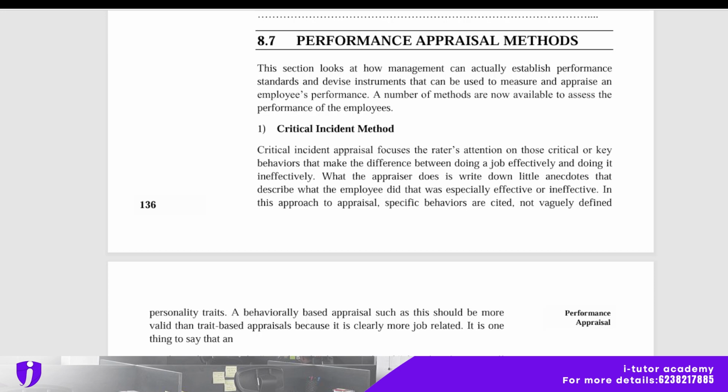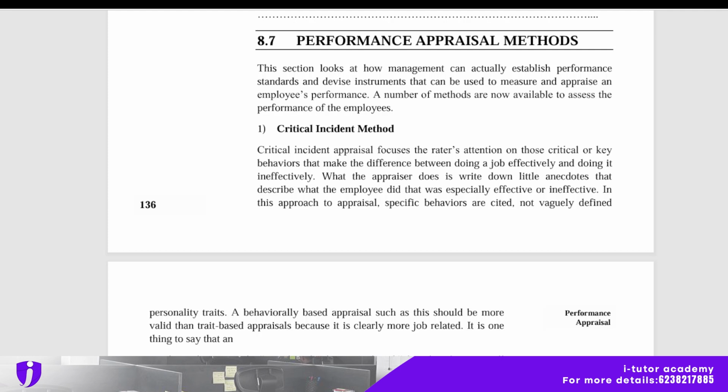In today's session, we will start with the subsection of 8.7, that is performance appraisal methods. In last videos, we already discussed this unit's introduction, its objective, etc. So this section looks at how management can establish performance standards and devise instruments that can be used to measure and appraise an employee's performance. A number of methods are now available to assess the performance of the employee.